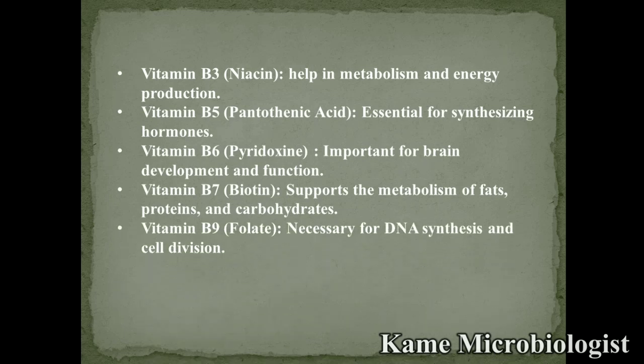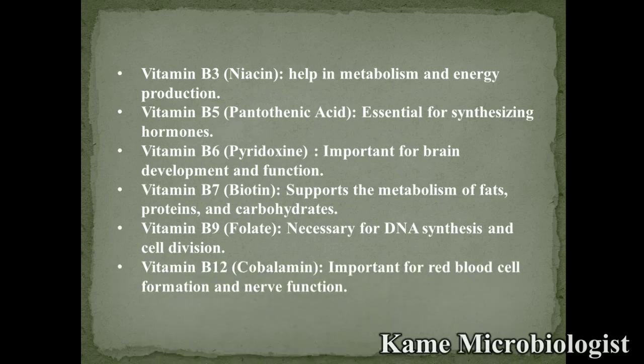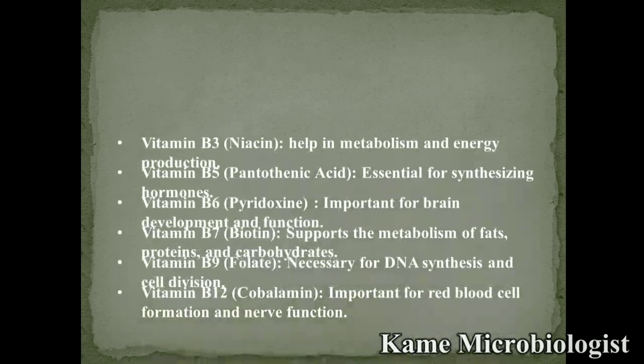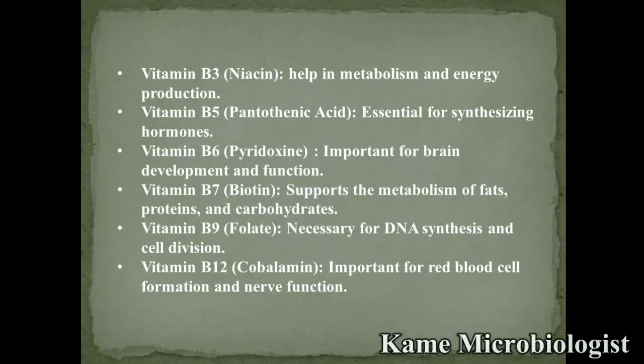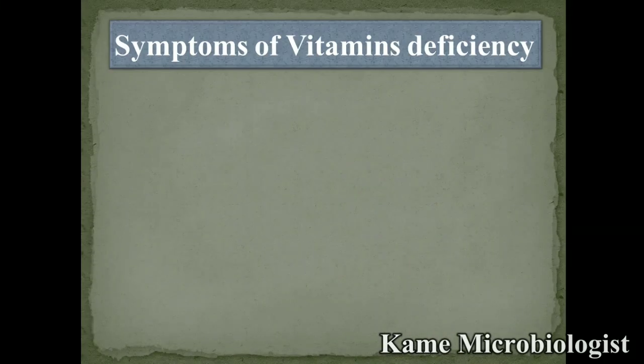Then we have vitamin B9, which we call folate, and it is really necessary in DNA synthesis as well as cell division. Then we have vitamin B12, which we call cobalamin, and it is important to produce RBC as well as to maintain proper nerve function. Okay, so these are all the vitamin functions.